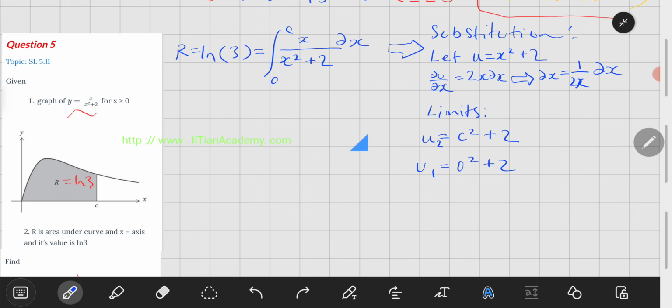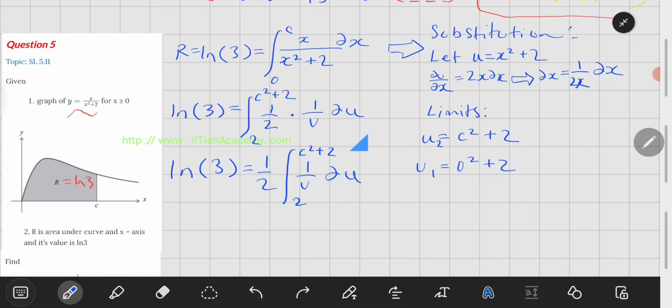So then when we rewrite our integral with our upper and lower limits changed and our substitution, we get the following, which is still equal to ln 3, and we get 1 over 2 times the integral of 1 over u du. And since 1 over 2 is a constant, we can factor that out of our integral, and now we can actually evaluate this.